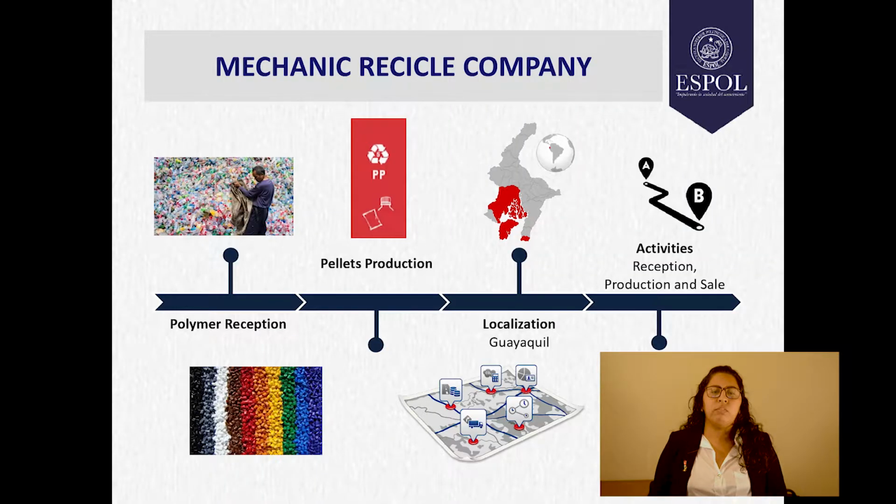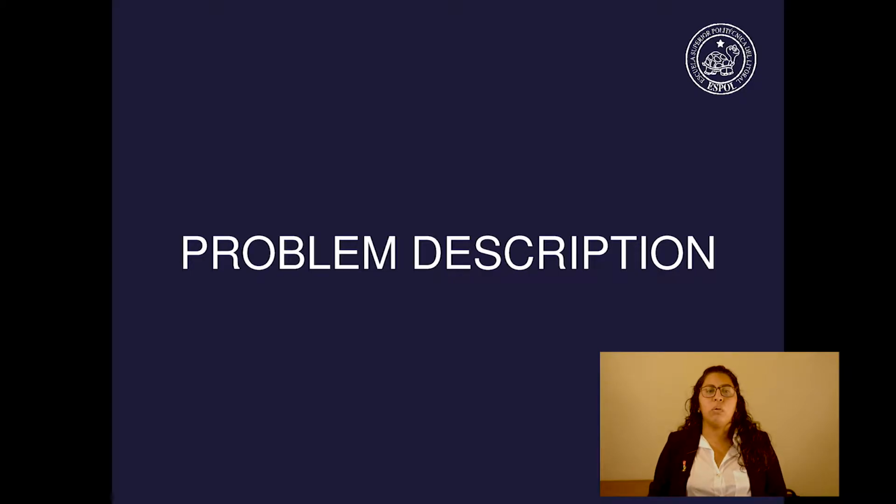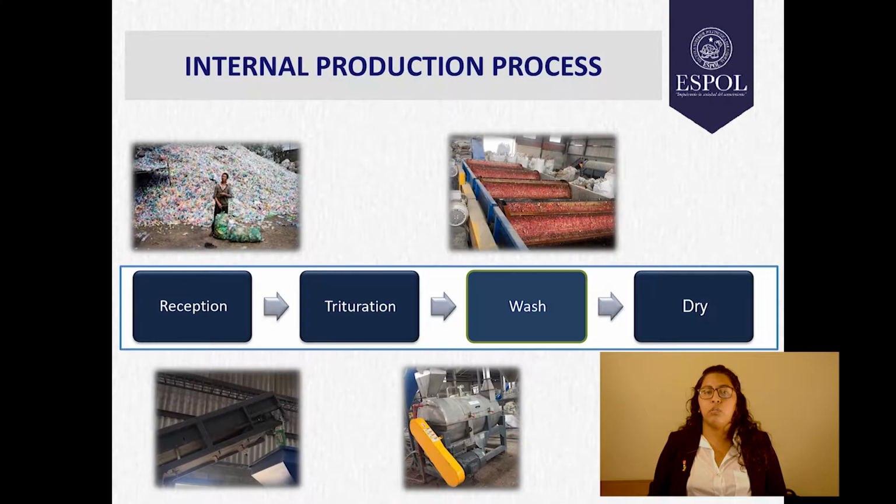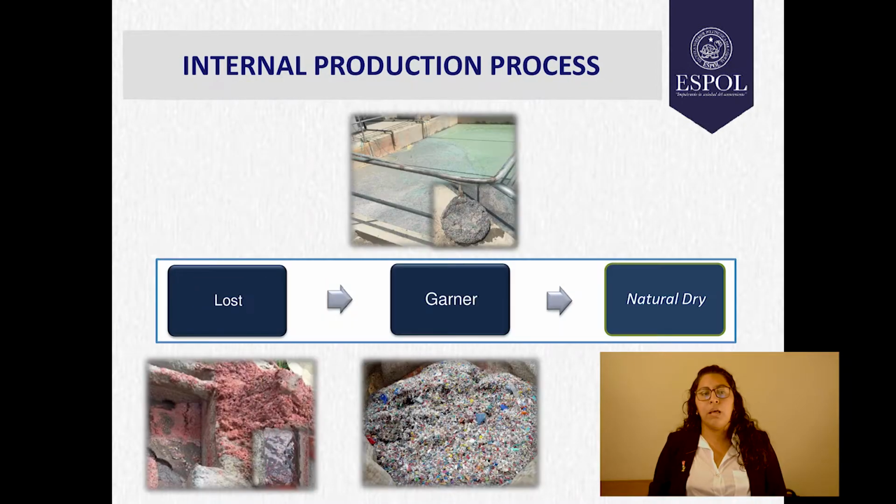A mechanical recycling company has the function of recycling polymer to produce pellets. This company is located in Guayaquil and has an important problem related to its activities. First, the recycled plastic goes through the process of trituration and is washed. After, the plastics are dried, but at this point there is a loss of polypropylene powder. This rejection is harvested to apply natural dye, but this form of dye does not satisfy the demand.